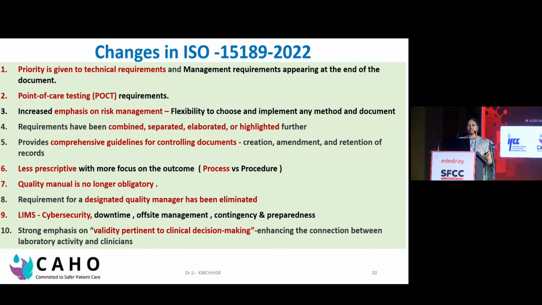The most commonly done is risk assessment using the severity, the occurrence, and the detectability score. You could do it in whatever style works well for you, capture it the best way, and continue to perform. Some requirements have been combined, some separated, some elaborated, some highlighted further. If you look at the previous document and the current document, there is not much change in some of them, just that they are clubbed together and put elsewhere. That's it. But you need to know where each one is coming from.